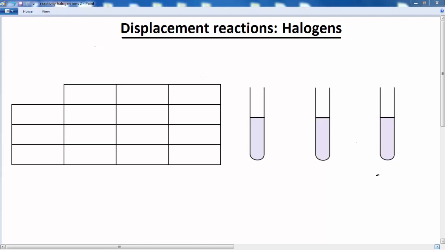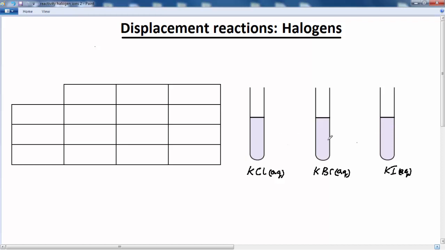In this lesson we're going to look at displacement reactions between the halogens. To start off, we've got three aqueous solutions of halogen salts. For example, here we have potassium chloride solution, we'll put AQ for aqueous, potassium bromide solution and potassium iodide. And you'll notice that they're all colourless, transparent solutions.